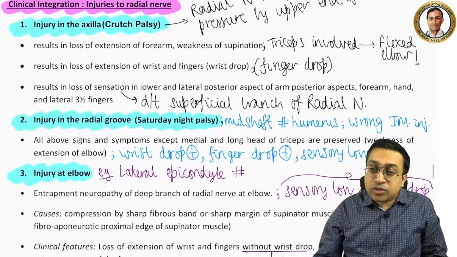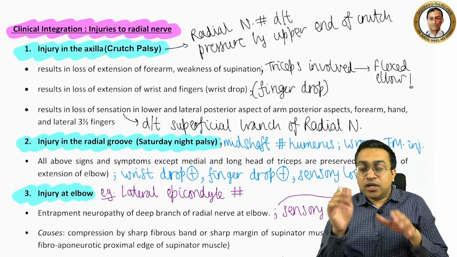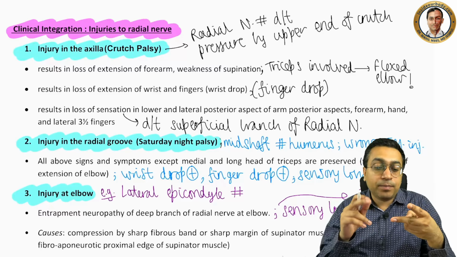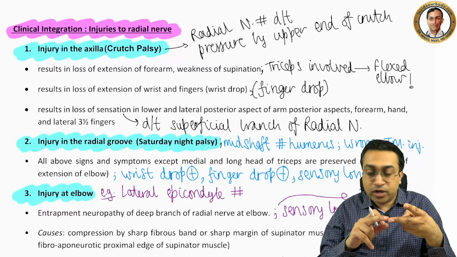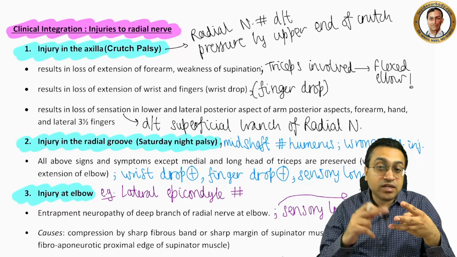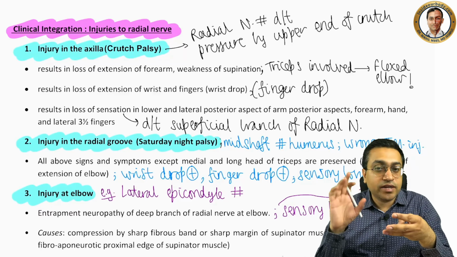Then we talk about the features. Number 1, at what level the injury is happening. Number 2, what common thing is causing it. Number 3, what are the clinical signs and symptoms which will be visible in the patient if that nerve is injured at that point.